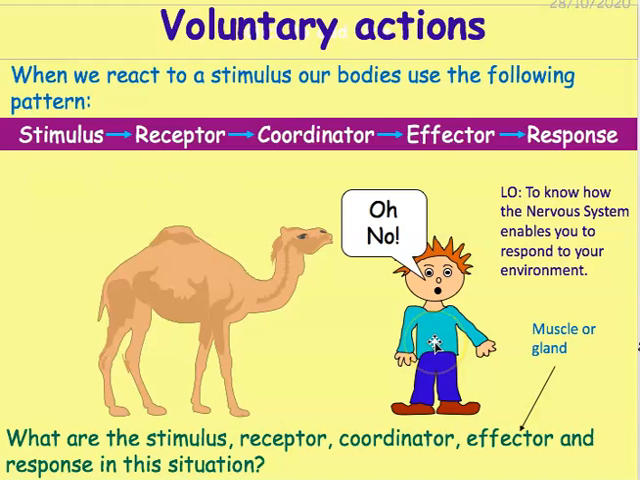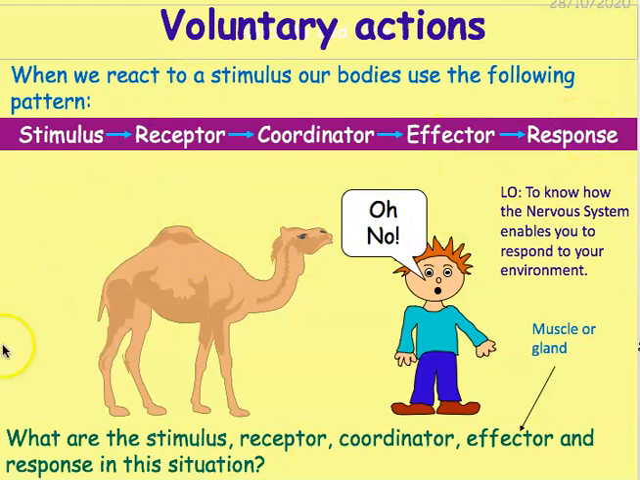Okay, so we're going to go through that again. The stimulus in this case is the camel. So underneath stimulus, you need to write camel. The receptor cells are his light receptor cells in his eyes, which will then send a message to his coordinator, which is his brain. The coordinator will then send a message to his effector, which in this case are the muscles in his legs, which will allow him to respond, and his response is going to be run away, because Bob doesn't like camels. Okay, so make sure you've got that into your books and make sure you learn this pathway: stimulus, receptor, coordinator, effector, response.